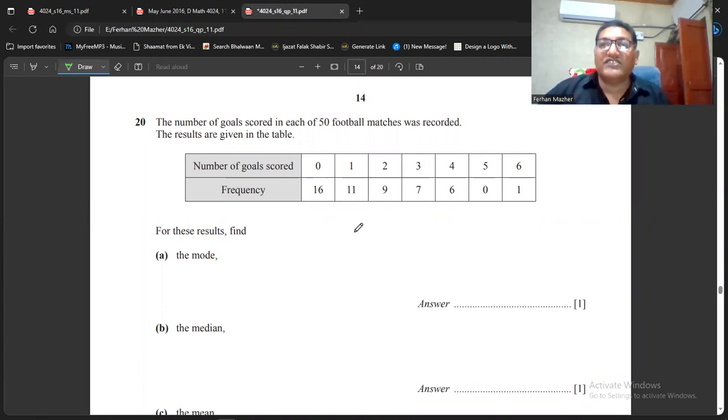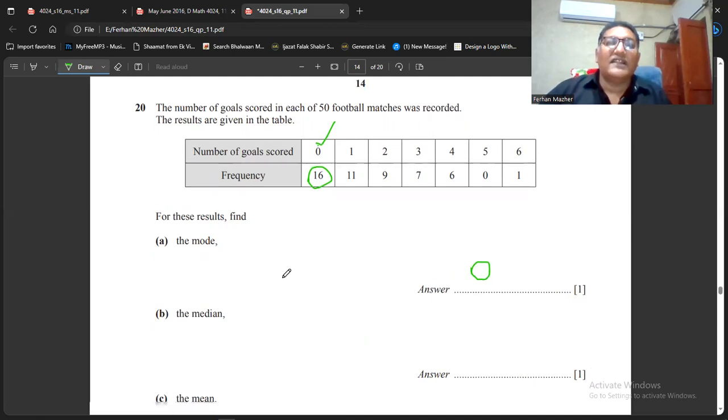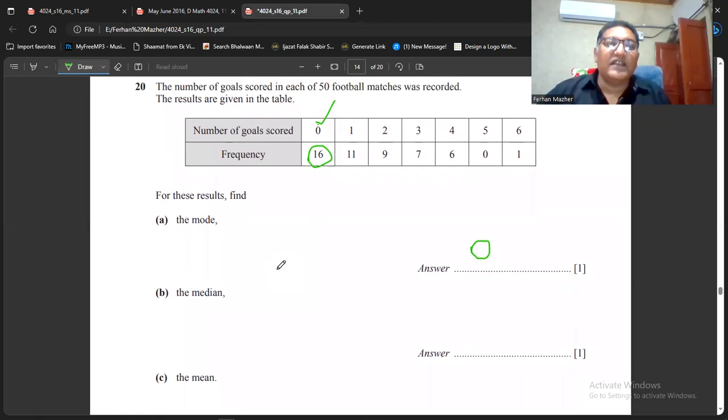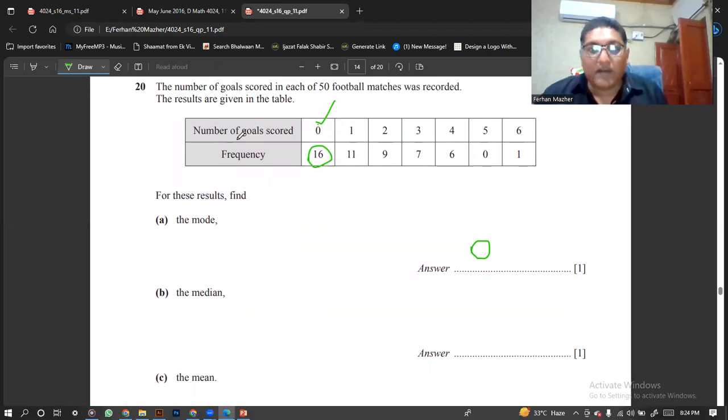Mode is that number which has the highest frequency. So this number has the highest frequency. On this, the value of x is 0. So this will be your mode. So the mode will be 0. Then the question is to find the median. For the median, you have to find out the cumulative frequency.